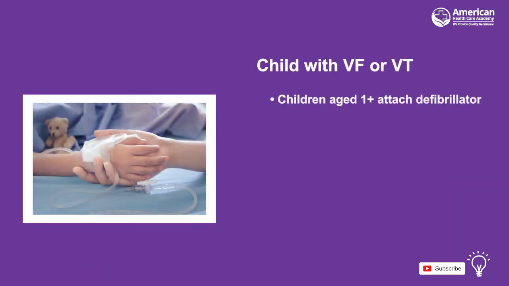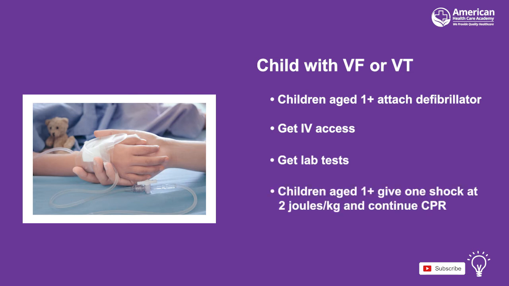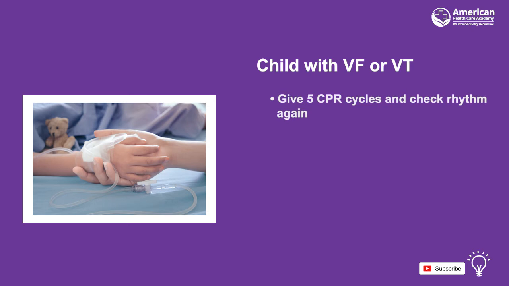For children over a year old, attach a defibrillator. Then obtain vascular access to administer medication. Get lab tests to further evaluate the situation. Give 1 shock at 2 joules per kilogram for children over the age of 1 and continue CPR, giving 5 cycles of CPR and then check the rhythm again.